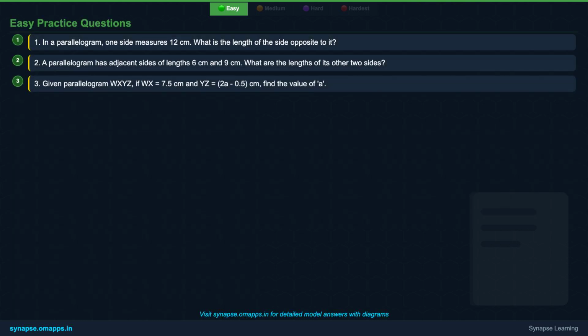Time to test your understanding with some quick questions. Take a moment to think about these scenarios. Question 1. If one side of a parallelogram is 12 cm, what's its opposite side? Question 2. A parallelogram has adjacent sides of 6 cm and 9 cm. What are the lengths of the other two? And question 3. In parallelogram WXYZ, if WX is 7.5 cm and YZ is 2A, 0.5 cm, can you find A? Pause, solve, and check your answers.